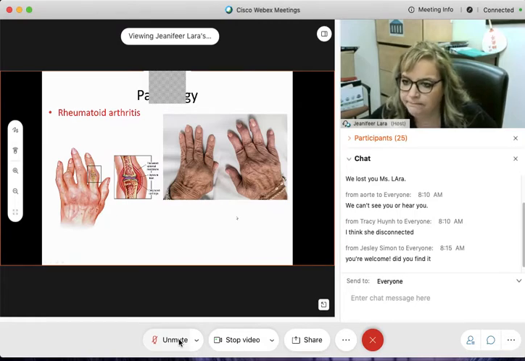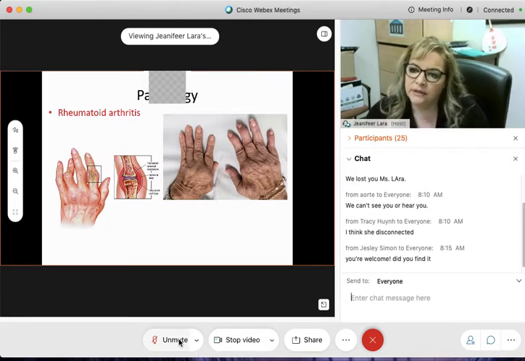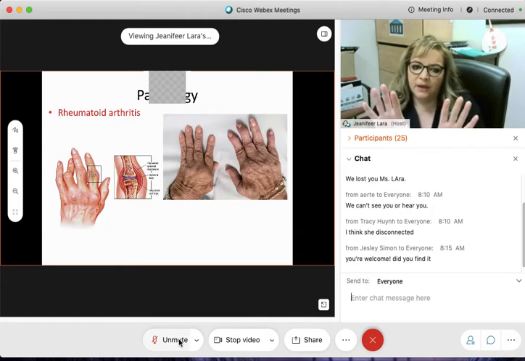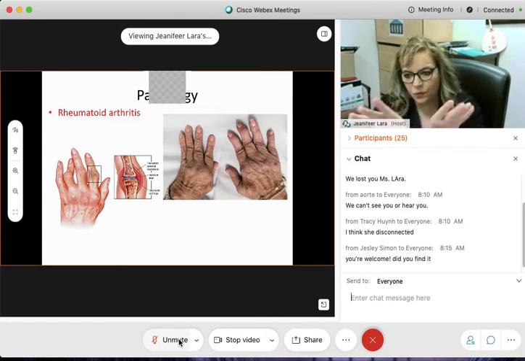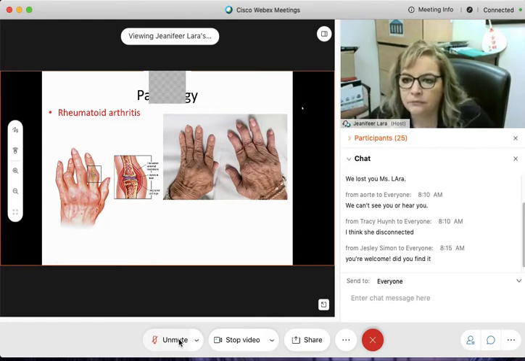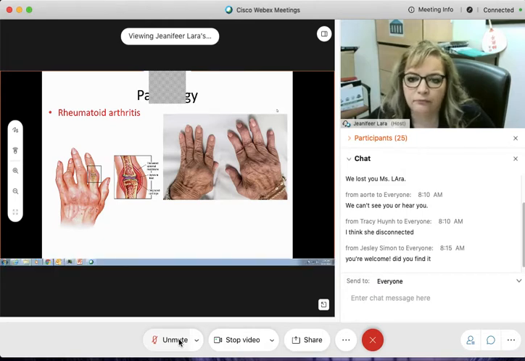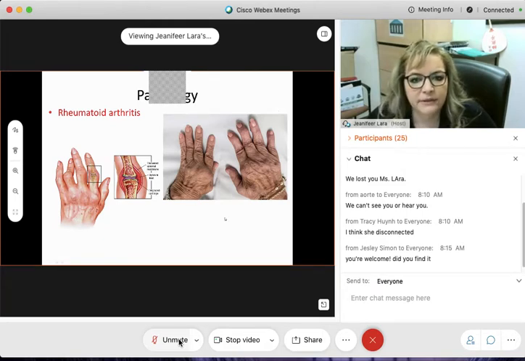Any questions? You may have family members that have this type of condition and never knew what it was, but a classic sign is the swanning of the digits. All right. Any questions there?